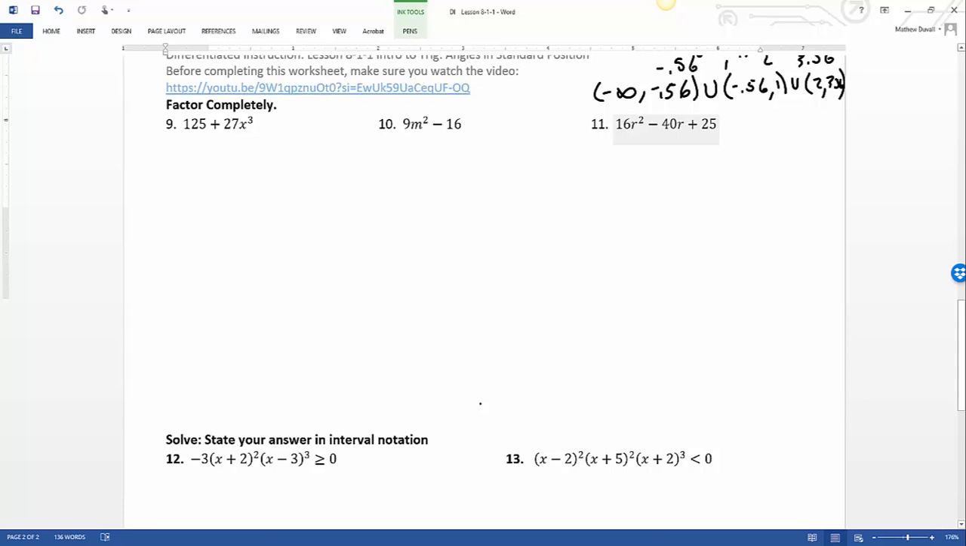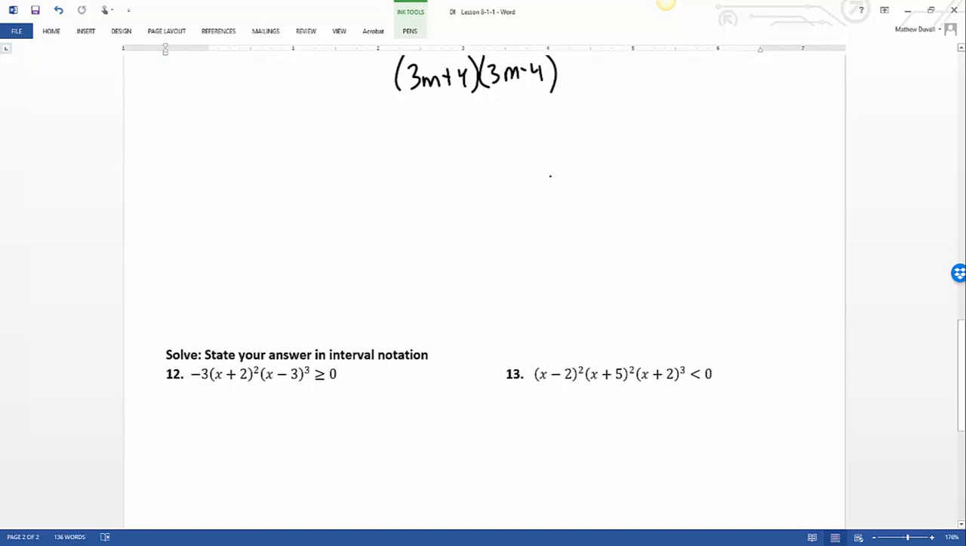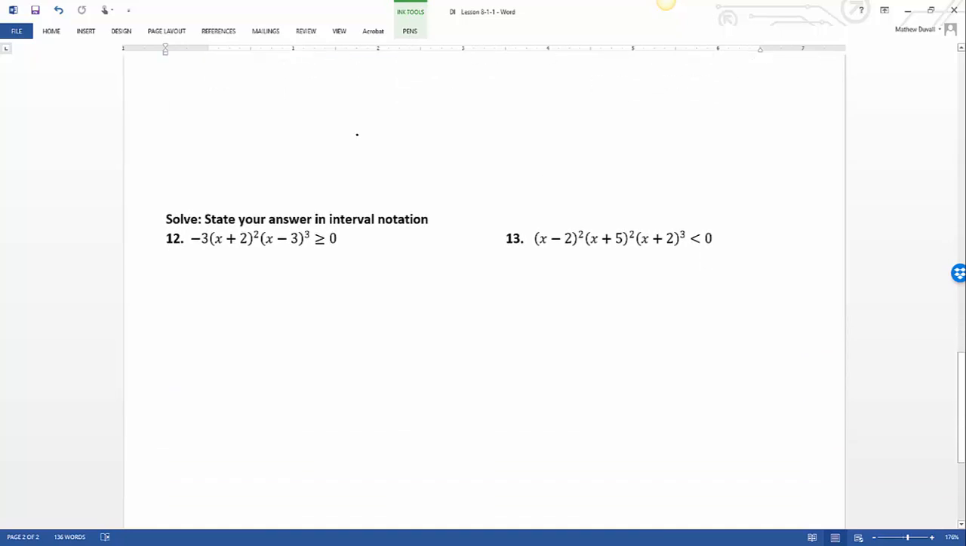Factor completely. We haven't gone over this yet, so skip. For the 9m squared minus 16, that's going to be 3m plus 4, 3m minus 4. And then a times c, factors that add to b, you got that. And then we haven't gone over this yet, so also skip.